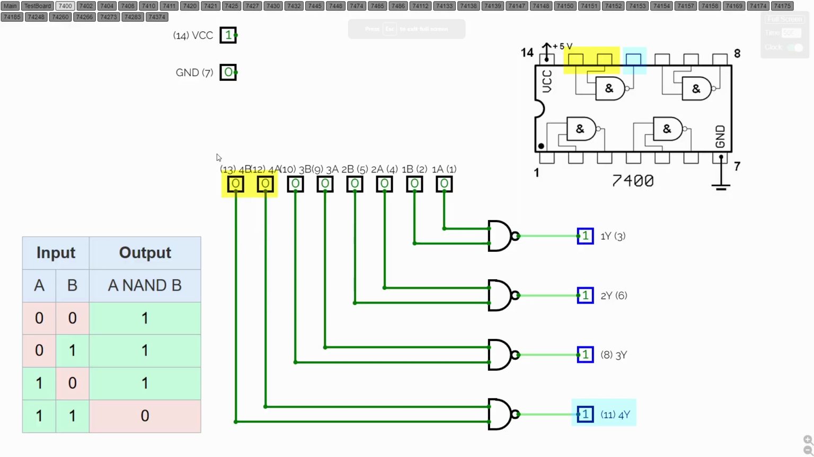Try this. Load up a 7400 simulator online. Flip pins 12 and 13 to on. You'll notice pin 11 goes off. That's the NAND gate doing its thing, blocking the flow unless both inputs are on. So this isn't just a theory, it's real hardware running real logic.